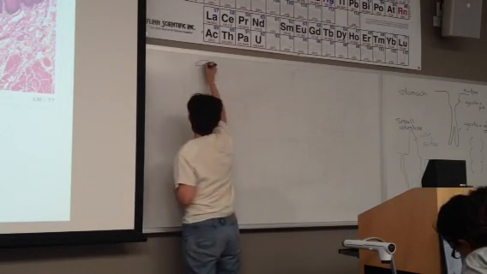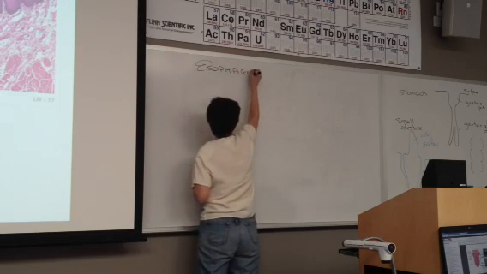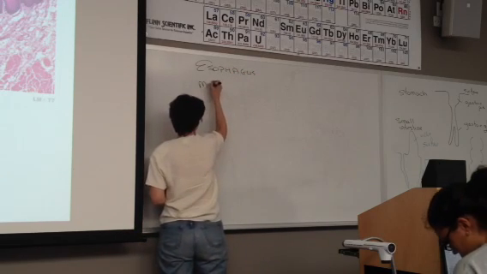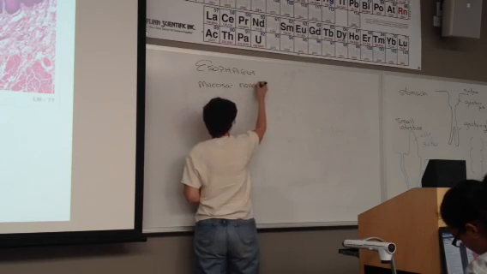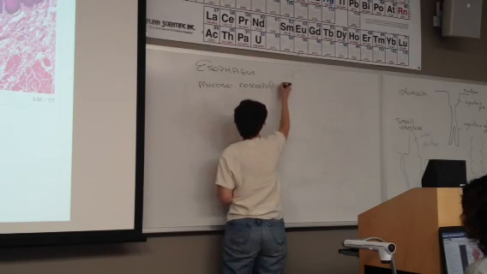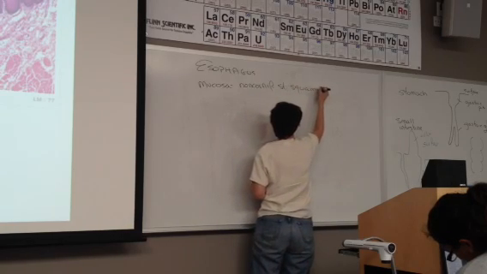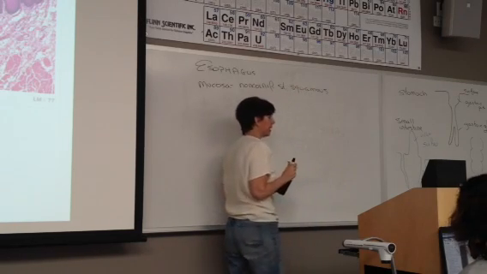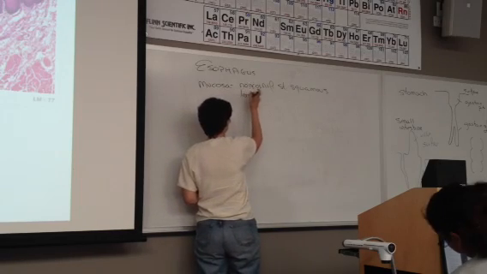So, esophagus. Our mucosa: still non-cornified, stratified squamous. Still a loose, irregular connective tissue.